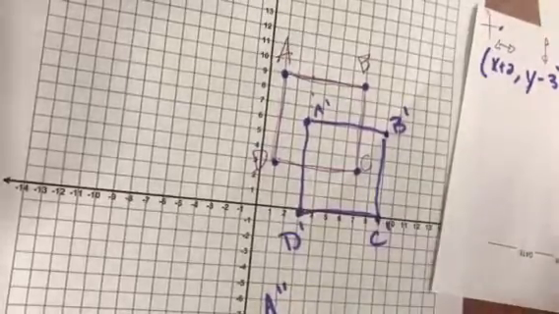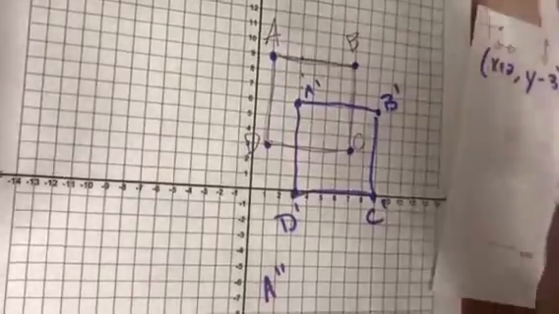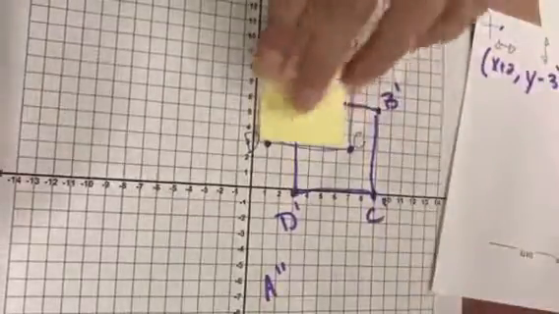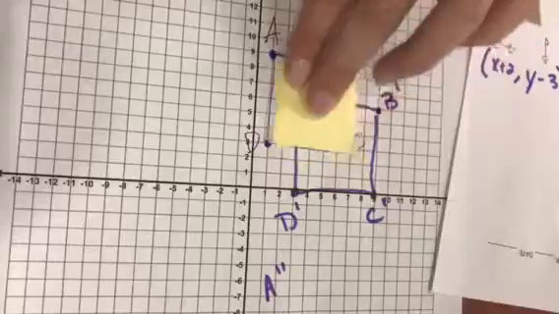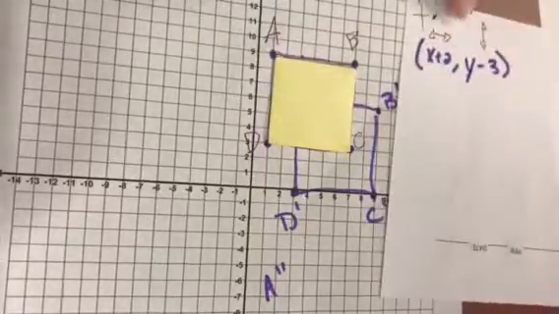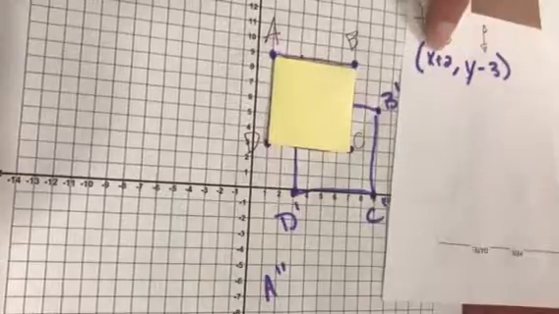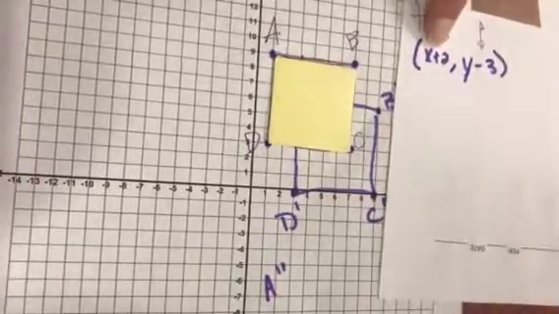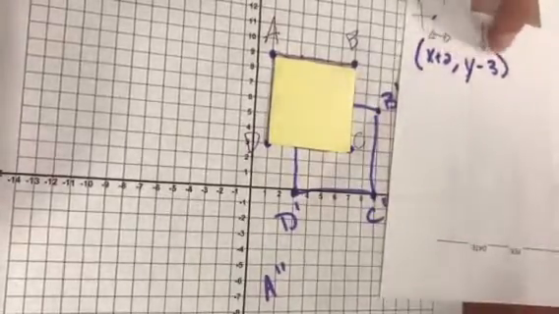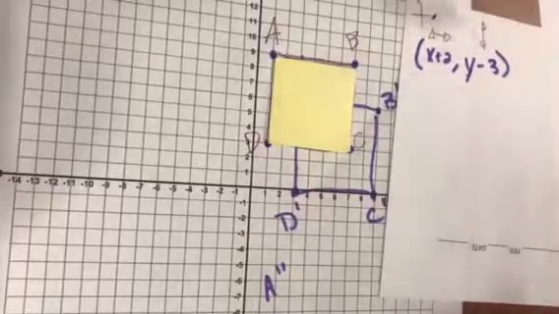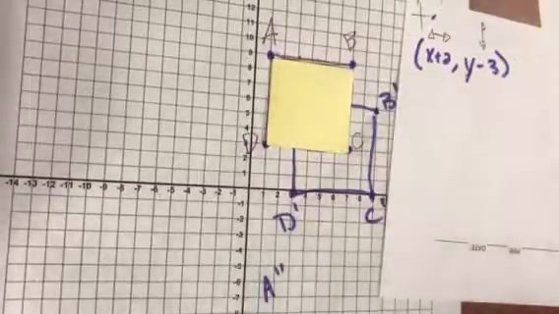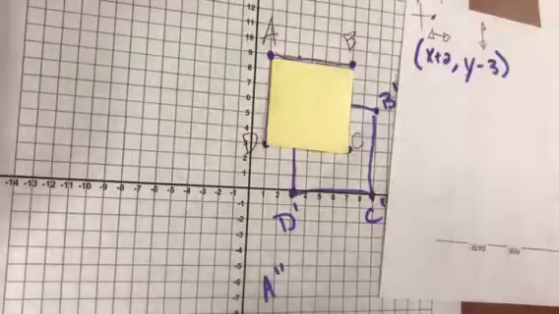Okay, so that's what a translation is. It literally means I could have just slid it over this way, but I have direct instructions telling me exactly what to do. I'm going to slide it over 2 to the right because it's a positive 2, and X means to go left and right. Your Y says -3, therefore you're going down 3. We know those positives and negatives mean up and down, left and right. You guys all know that.